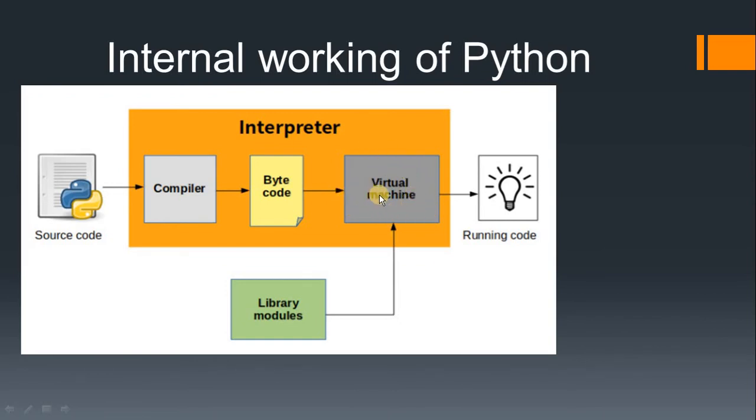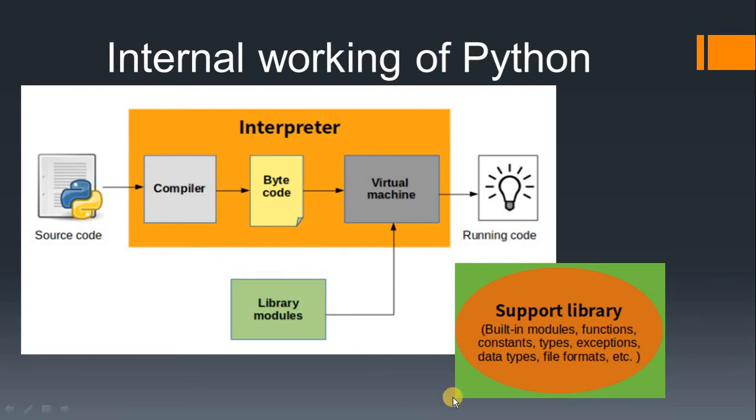Virtual means it logically exists, and that virtual machine contains library modules. So what is a library module? It is nothing but the support library: built-in modules, functions, constants, types, exceptions, data types, file formats, etc. So that is the library module. By using the virtual machine, your bytecode is made available and it will generate the output.